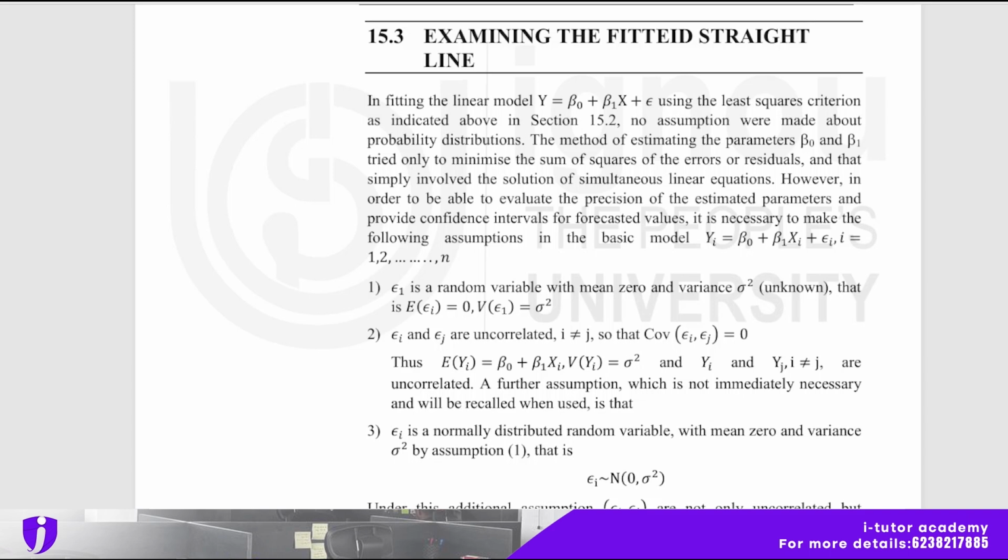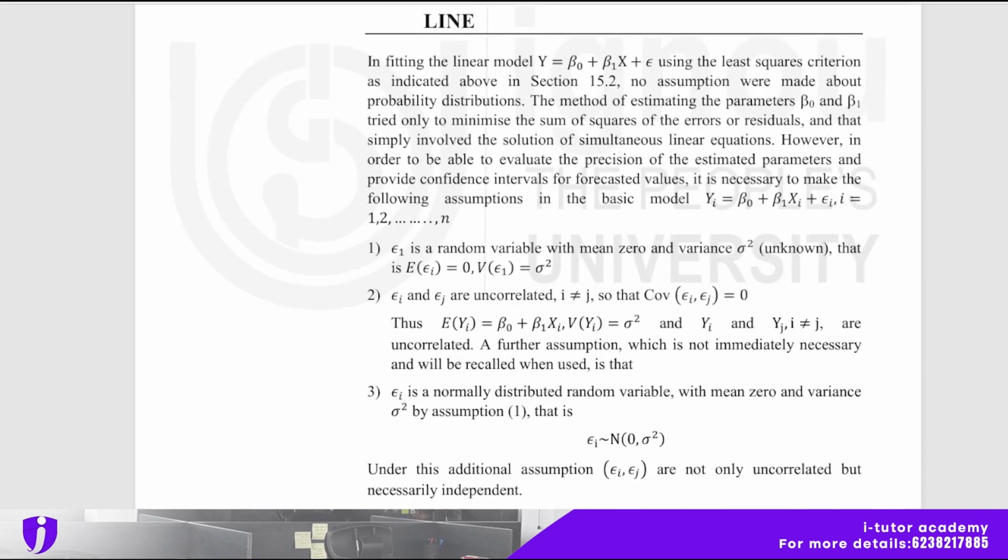Actually, for the explanation, just go through your IGNOU study materials along with this video, and it will be more clear for you. Read it once, it will help your understanding. The method of estimating the parameters tried only to minimize the sum of squares of the errors or residuals, and simply involved the solution of simultaneous linear equations.